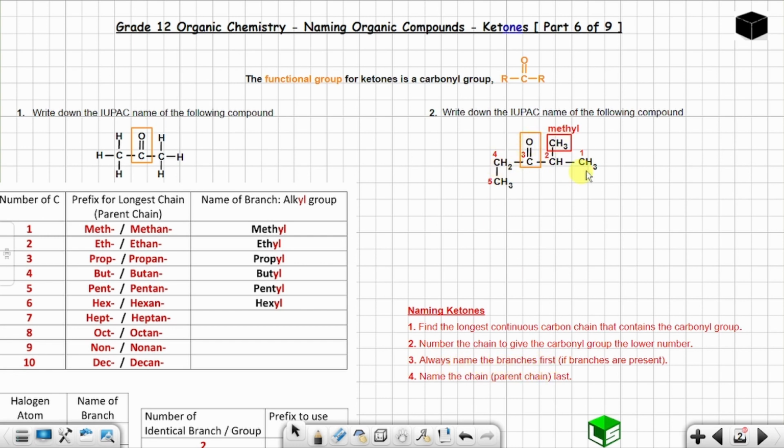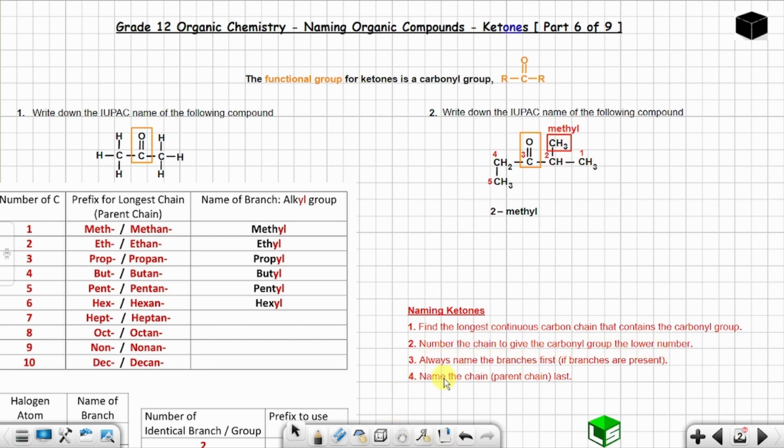Okay, after you are done with your numbering, you are going to always name the branches first if branches are present. You have one branch on carbon number 2, so you are going to have 2-methyl, right? Always put a hyphen between a number and the letter. So you have 2-methyl. Okay, you are done naming the branch.